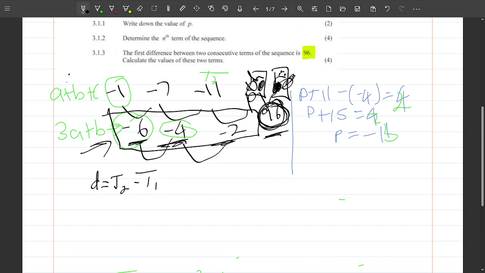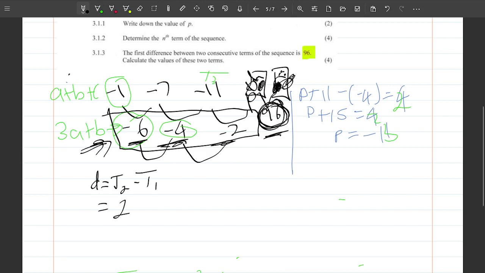So I'm trying to dig into this arithmetic number pattern. T2 minus T1: negative 4 minus negative 6. I know we already have these values, but I want to just make sure. Negative 4 minus negative 6 gave us a positive 2. So that's really what my common difference is going to be in this case. So that's just a 2.